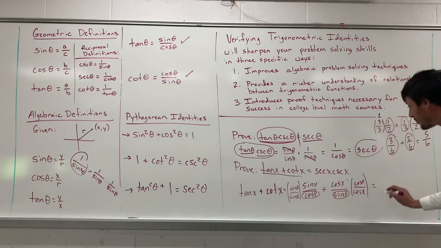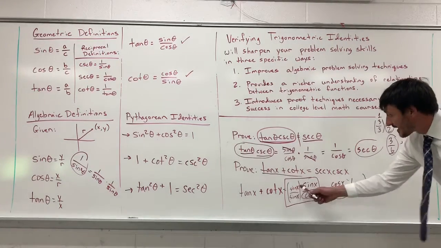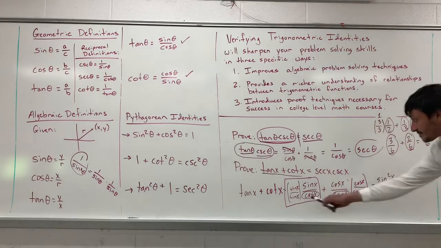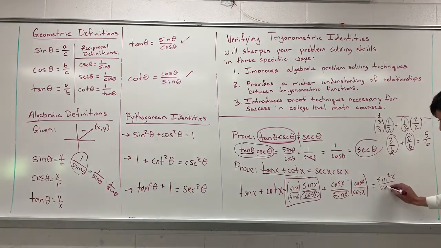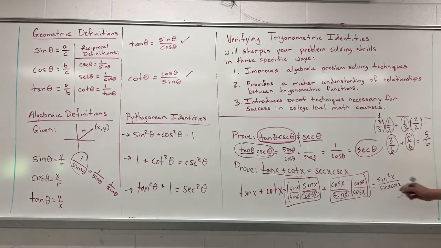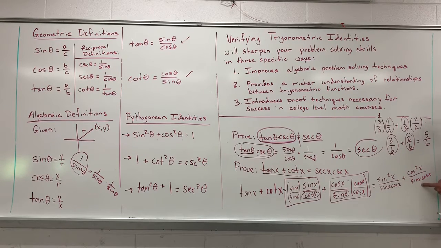And now we're going to multiply these two fractions together. And what does that give us? Well, sine of x times sine of x is sine squared of x over sine x cosine x. That's the first fraction. Now the second fraction, we have cosine of x times cosine of x is going to be cosine squared of x over sine of x cosine of x. Notice now we have a matching denominator. When we add this together, the matching denominator will not change.